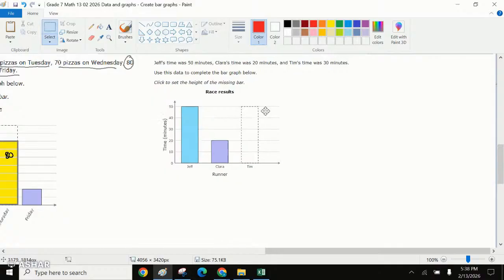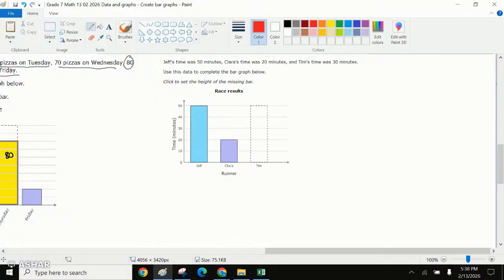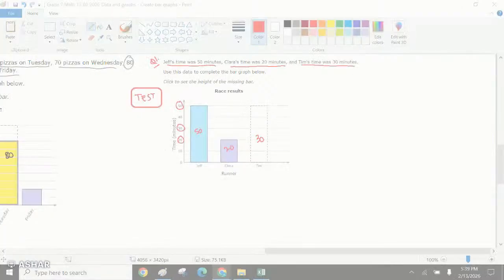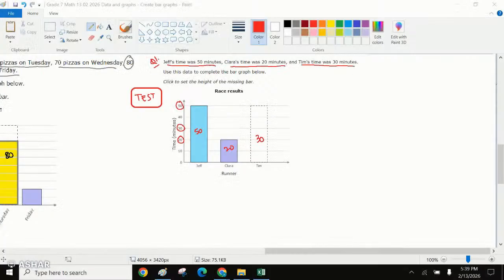So this is our question number 1 from the test. Jeff's time was 50 minutes, right? Clara's time was 20 minutes. And Tim's time was 30 minutes, right? Let's see which graph is the correct answer. If we have been given 2 options, option A and option B, we just need to select which option is the correct answer.